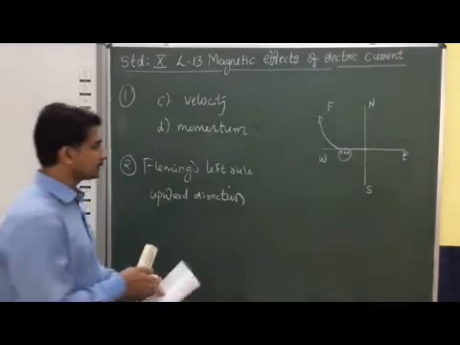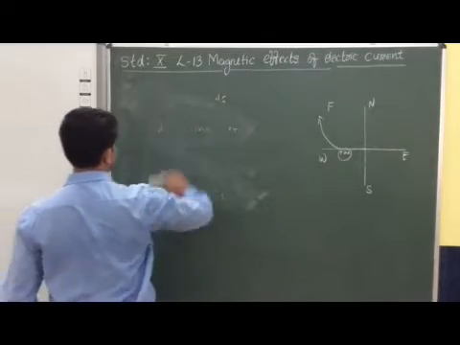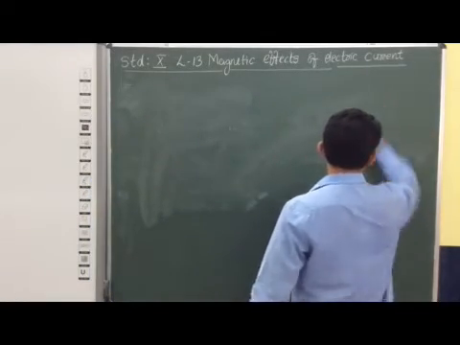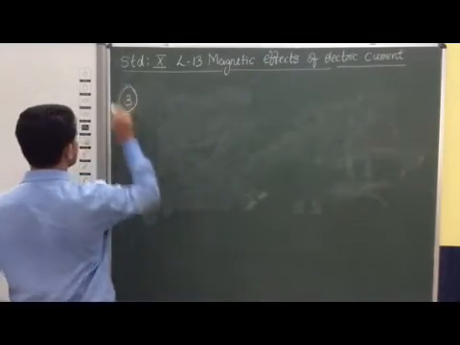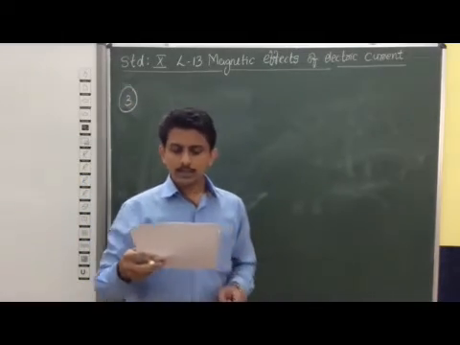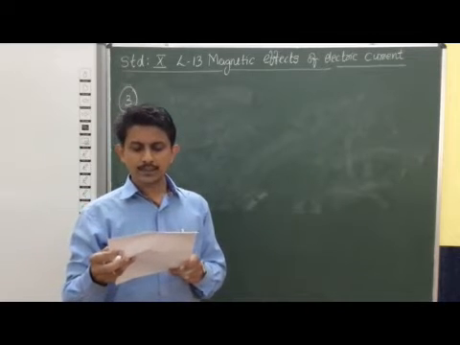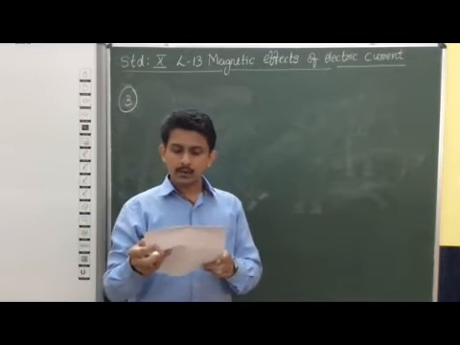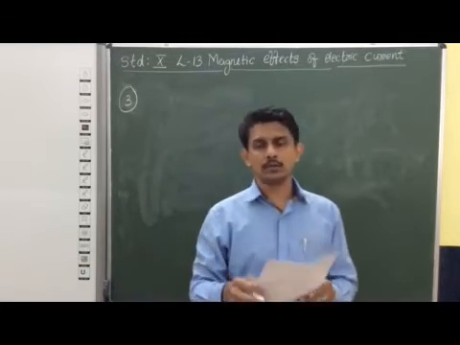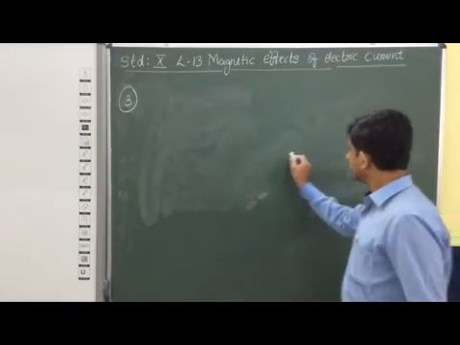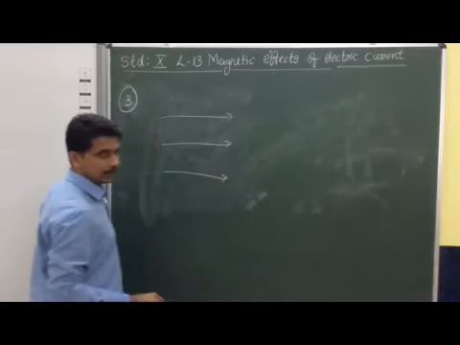Now we will consider our question number 3. An electron enters a magnetic field at right angles to it. The direction of the force acting on the electron will be? An electron enters a magnetic field at right angles to it. So we can consider that situation, and this is the way we can consider the case of a magnetic field.